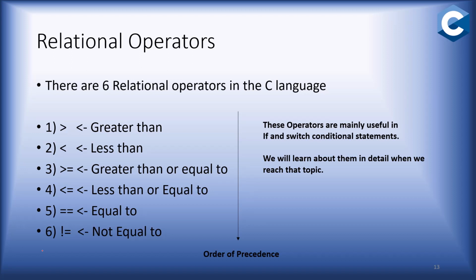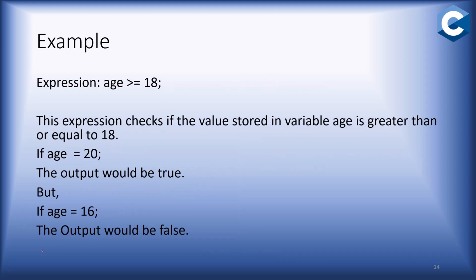Let's try evaluating age >= 18. This expression checks if the value stored in the variable age is greater than or equal to 18. If age holds 20, the result is true. But if it holds 16, the result is false.